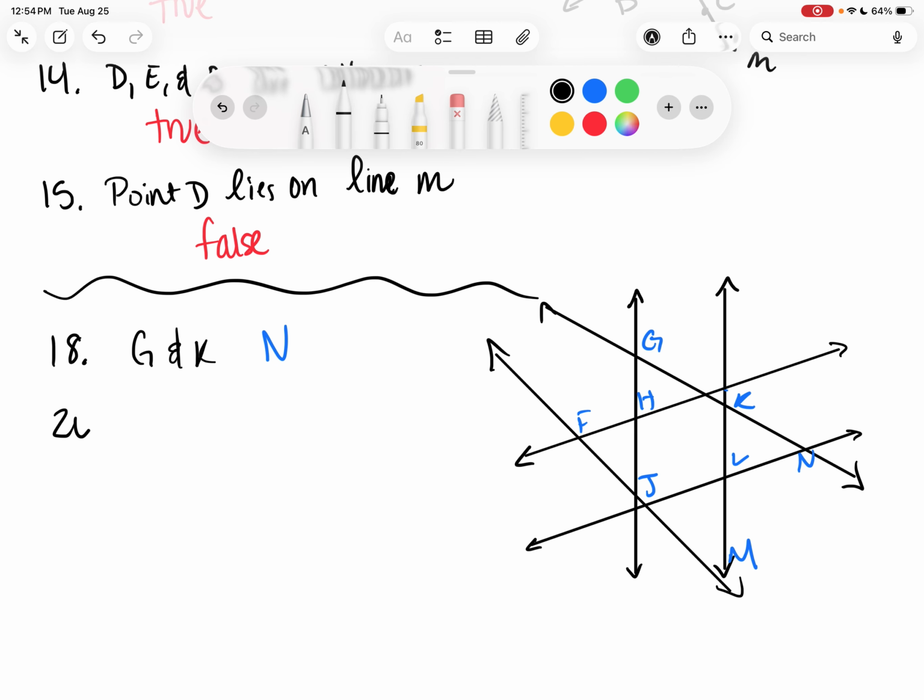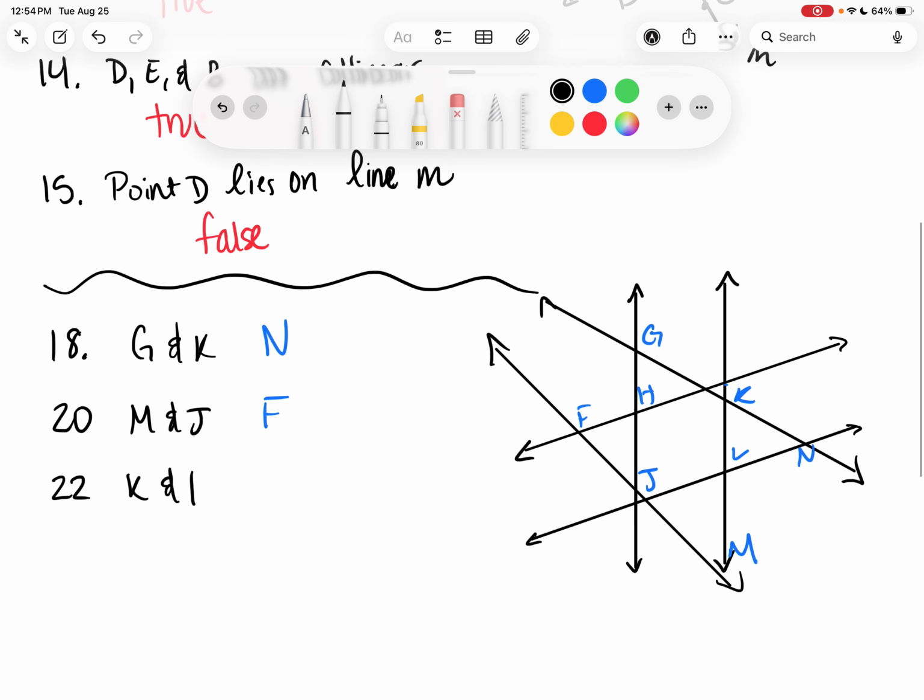20. How about M and J? Again, this is technically intersecting here. My picture's bad. F. Yep. 22. K and H. Yeah, technically, this line is supposed to be intersecting. I'm just going to make it a really giant point right there. So yes, K and H are supposed to be on the same line, so then F would also be on that line as well.